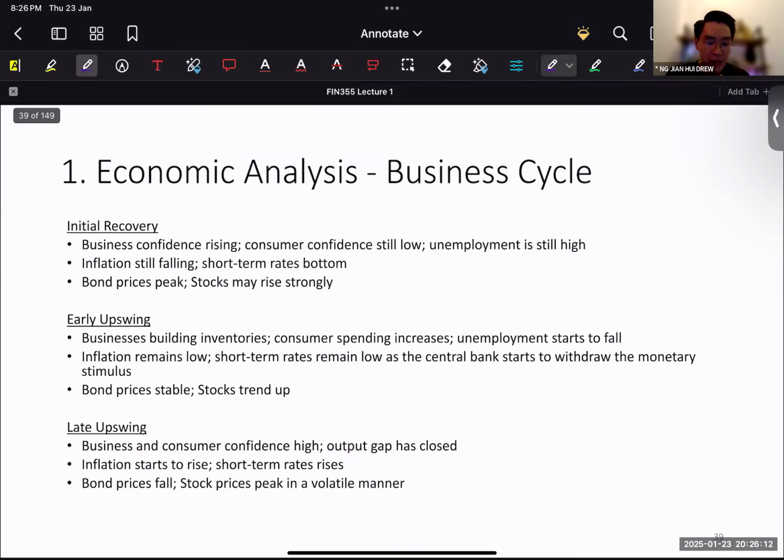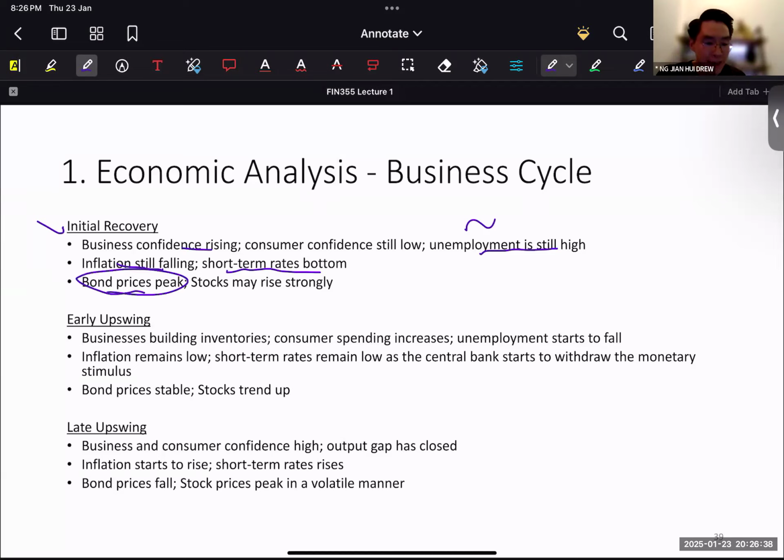So we do have the initial recovery, right? Some people will say now is initial recovery where we see inflation starting to fall, short-term rates becoming very low, right? Business confidence is rising, people are spending more money, unemployment might be too high. This one, I don't know, it's a bit questionable, right?